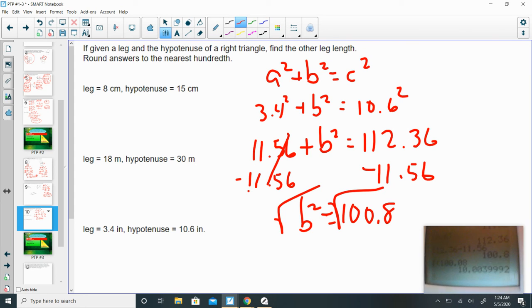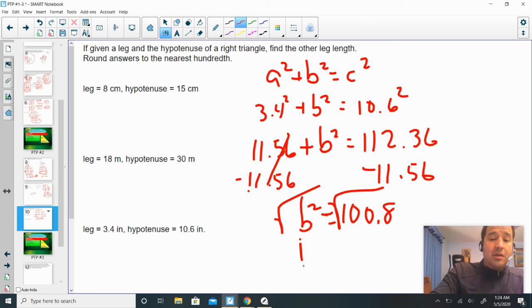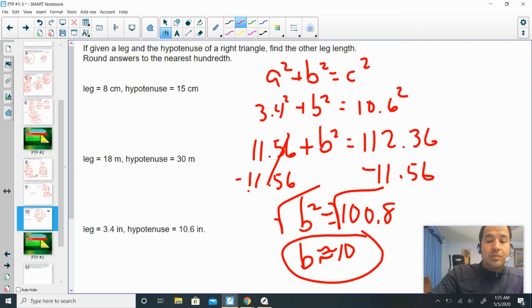Square root both sides, and the square root of that is really close to 10. In fact, when I round it, do be careful here, because is it really 10? No, so I can put the squiggly line and put 10, because that's what it would round to, okay? Oh, I almost made a mistake. Inches. All right, there it is, ladies and gentlemen.